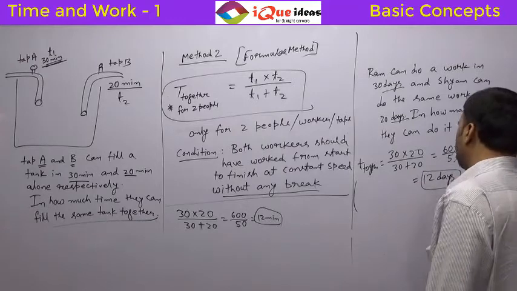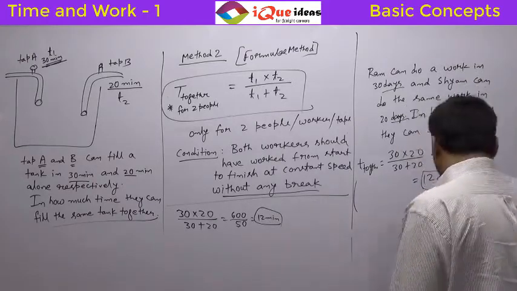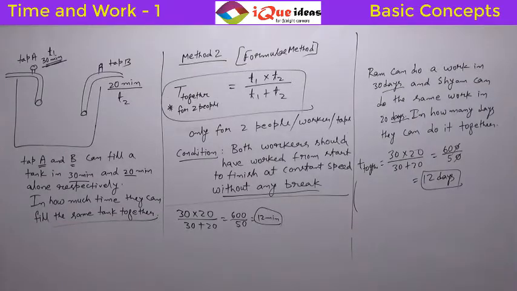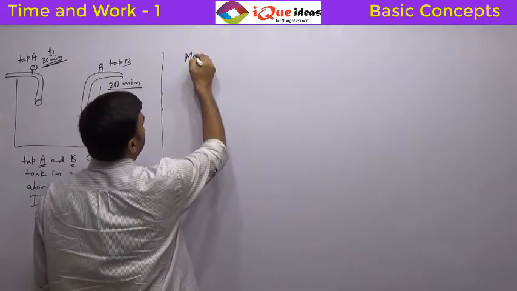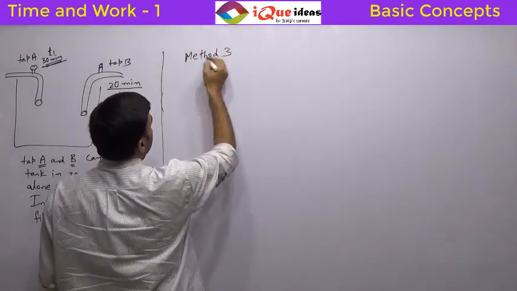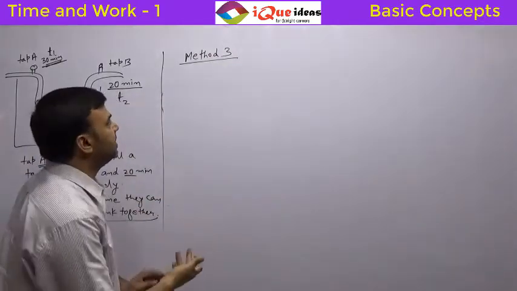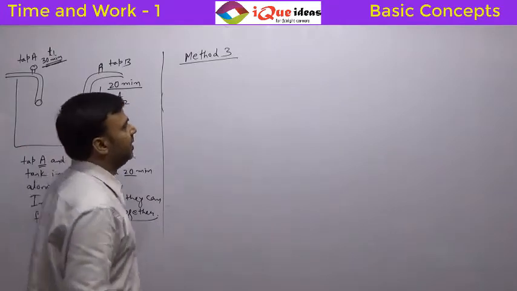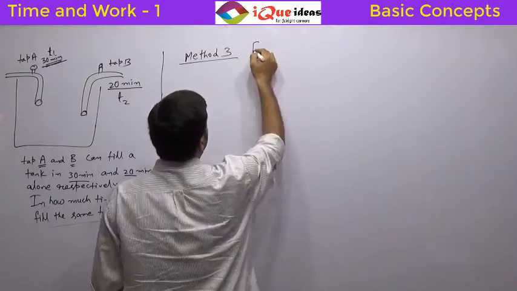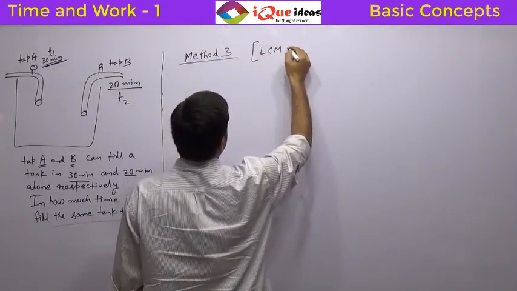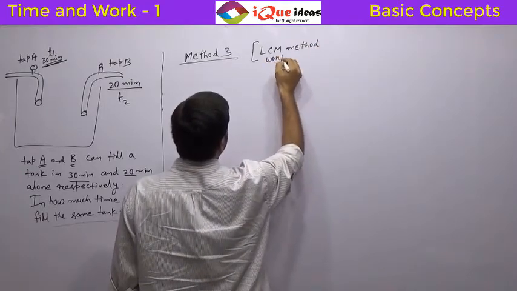So it is always beneficial that we apply this formula in this situation. Alright, so this is one very good method of this question. Now let's take method 3. The third method is very, very important because in most of the cases, this method is going to be really useful. It is called the LCM method. It is also called the work speed method.